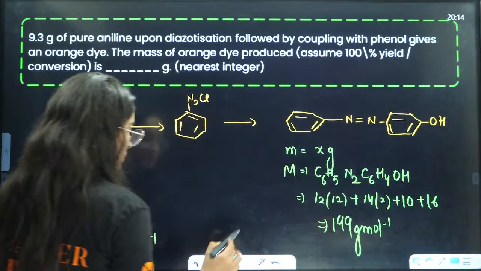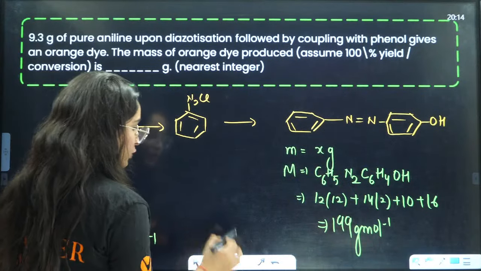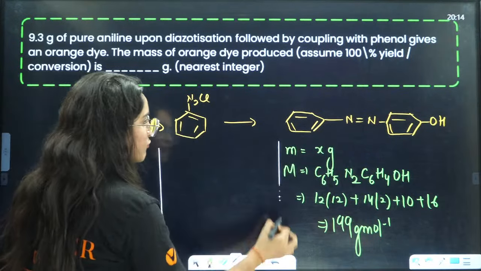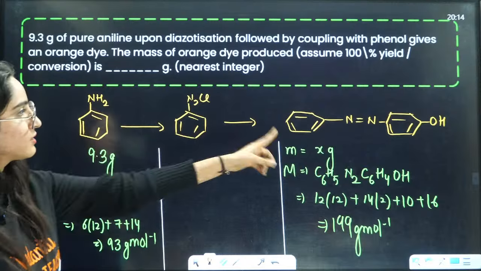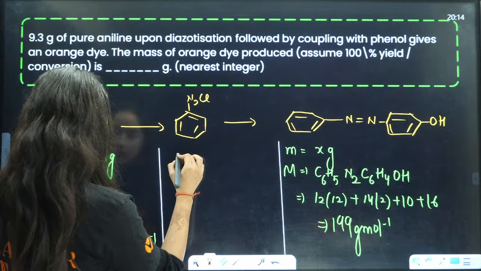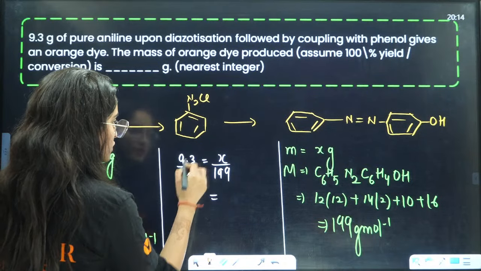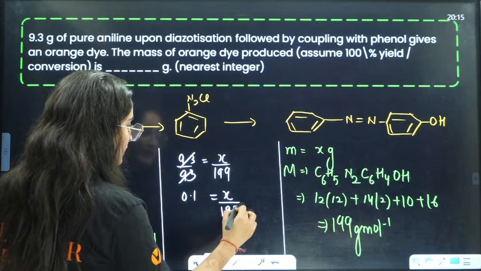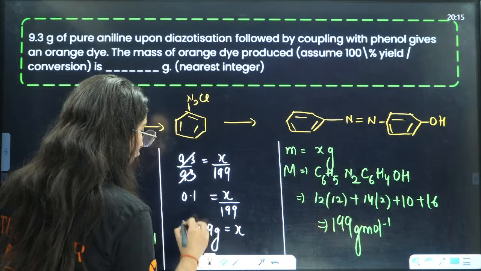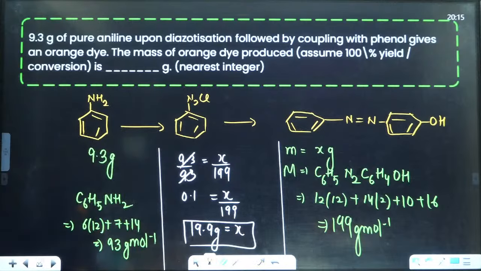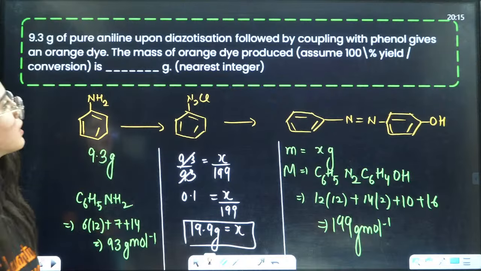Now you just need to make it equal, because the number of moles of this and this should be equal to each other, right? So here the answer will be 9.3 by 93 equals x by 199. This becomes 0.1, so x by 199 is 0.1, so 19.9 gram of this is formed, right? 19.9. Orange dye is formed, no? So answer is 19.9.